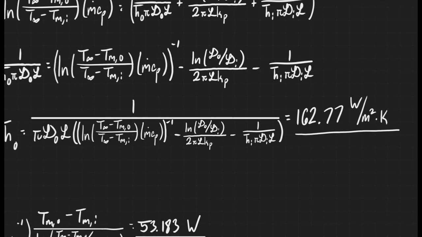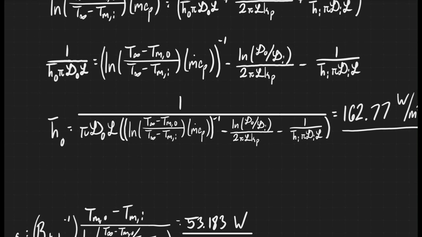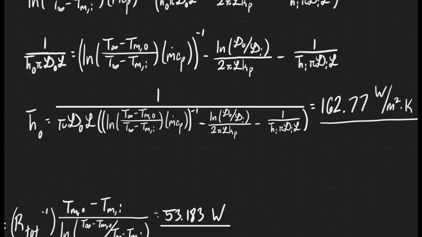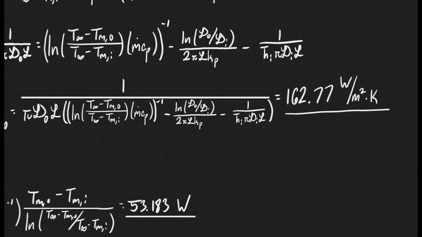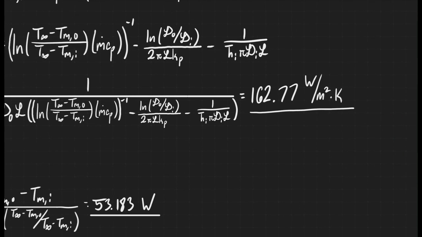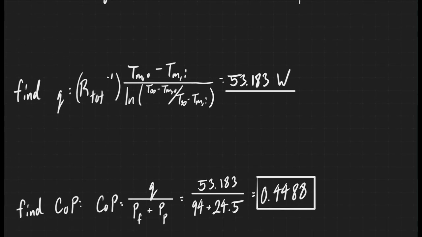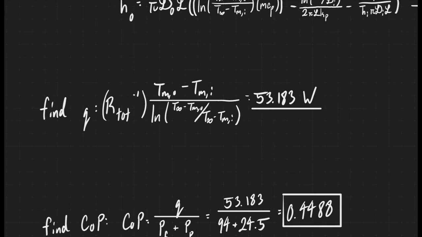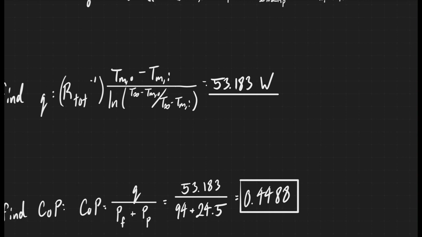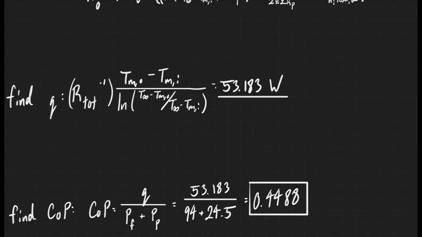So we run all this through to be able to find and isolate my average external convective coefficient, and we arrive at this value. Finally, we can find Q, which now looks strangely simple after all that effort. But I needed to find my external and internal convective coefficients to be able to find this actual value of my total thermal resistance. I can run that through, and I arrive at about 53 watts.